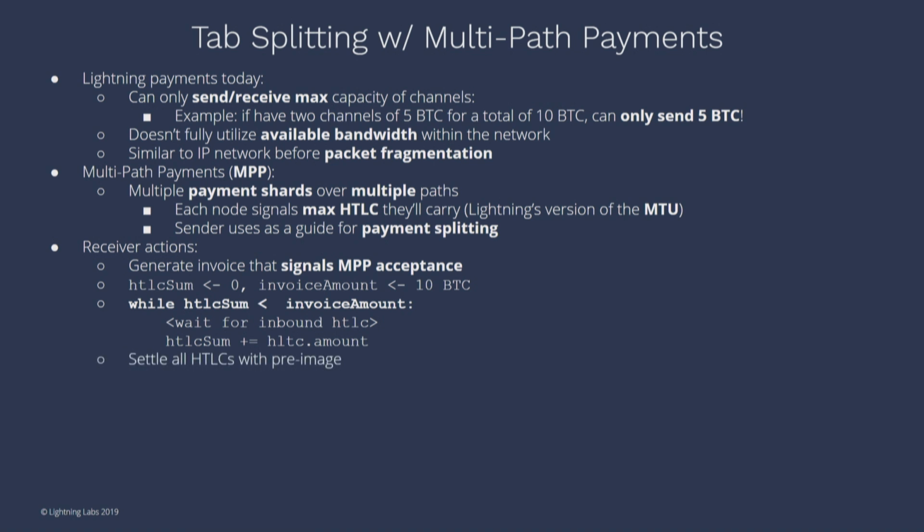So all it's doing is making this new invoice and then waiting for all the HTLCs to come in. It's not going to pull them early because it wants the full value of whatever good or service it's selling, and then it's going to pull those all at once.